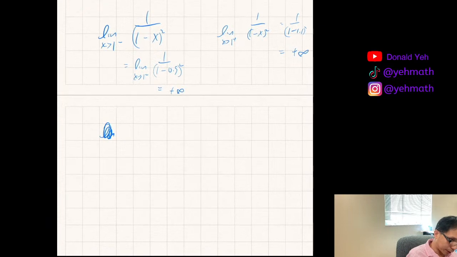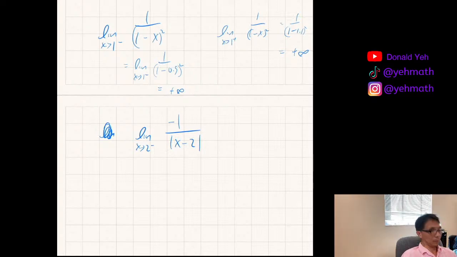Okay, now we're gonna go to that. What happens if you have limit as x approach to 2 from the left side of negative 1 over x minus 2? I only approach one side, so we just do a one-sided limit.